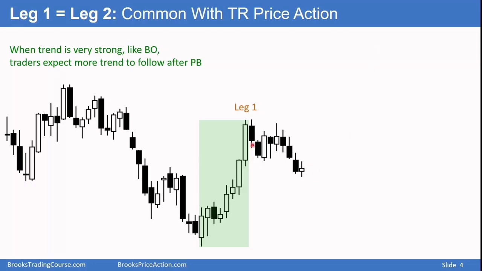Also, the first leg up can be the start of a bull trend, but it could also be simply a leg in a trading range. And at this point, we're still below this high with a lot of trading range price action. So this could be the first leg up in a two-legged move within a trading range.